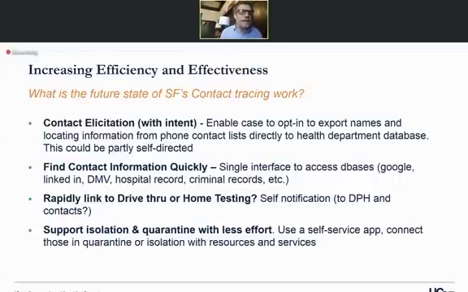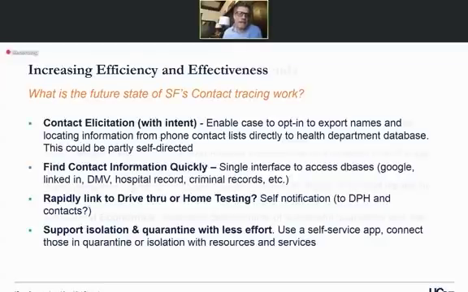Could we use publicly available data, for example DMV records, to better contact those individuals for whom we don't have a phone, but we know that they live with somebody? Are there better ways to rapidly connect contacts to testing capability, either drive-through testing or home testing? Certainly the home testing piece is something that the Gates Foundation has funded in Seattle. And as I mentioned in the slide before, are there better ways that we could support people to quarantine with less effort? Next slide.